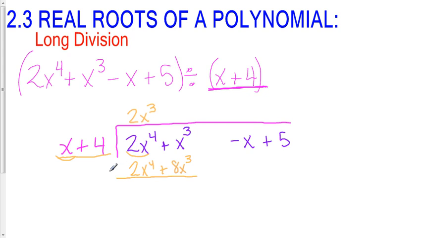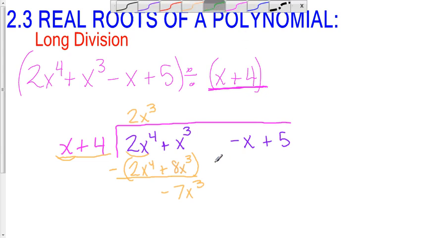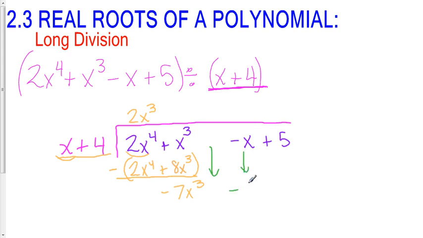Now at this point, we subtract this entire polynomial. 2x to the 4th plus x to the 3rd, subtracting this, that would become 0, and x cubed minus 8x cubed is going to be a negative 7x cubed. Then you're supposed to bring down your next term. Well, there is no 0x squared, so then you would bring down a minus x.